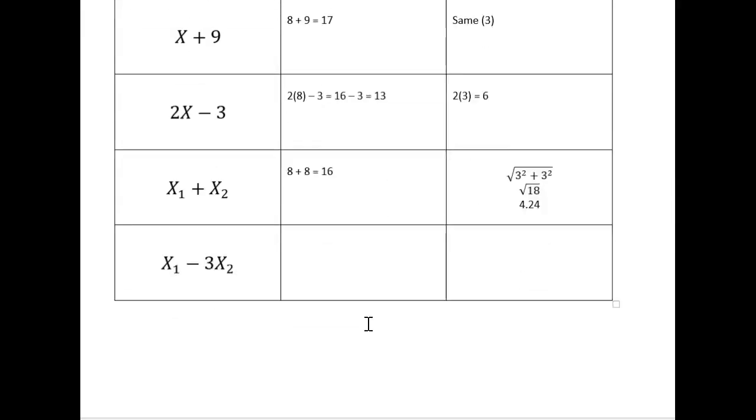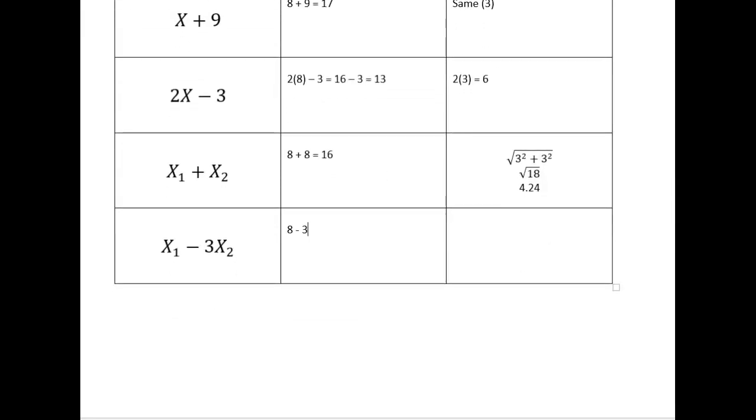All right, here, again, mean is nice because it just does what it tells you to do. And so the mean of x is 8. So it's 8 minus 3 times the second mean of x, which is still 8. So it's 8 minus 24. So it's negative 16.